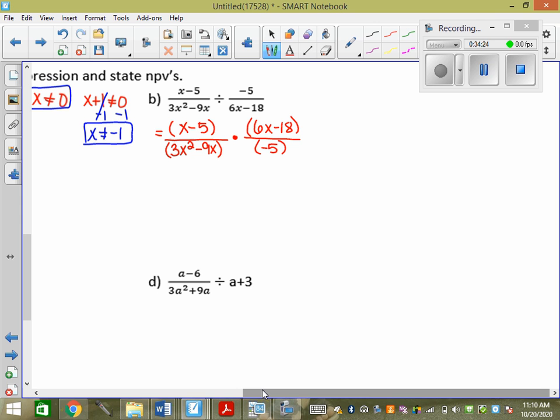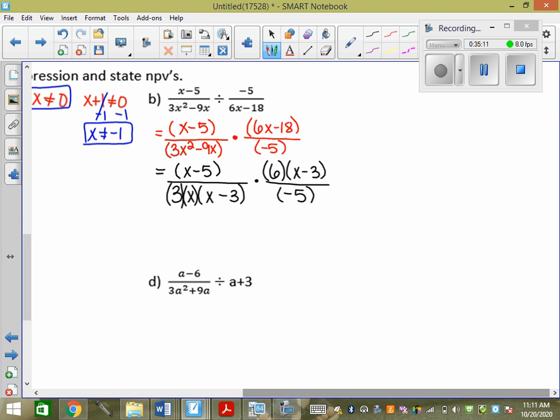Now I'm just at a multiplication, correct? When I do multiplication, my steps are, bless you, GCF and difference of squares, right? So can I do anything to the top left, the numerator on the left? Nope, stays the same. What about the denominator on the left? Nope. Can take out a 3 and an x. So 3x squared, take out 3x is x. Negative 9x divided by 3x is minus 3. Times, take a 6 out of the top, and I'm left with x minus 3, and then a negative 5 in the bottom.